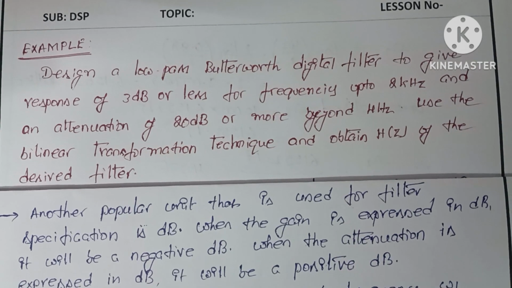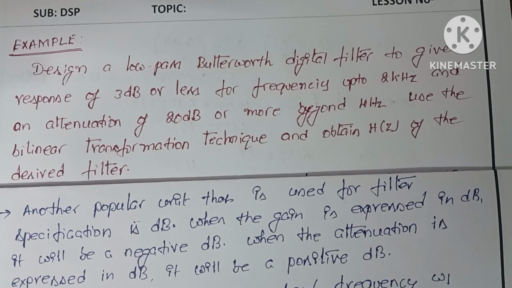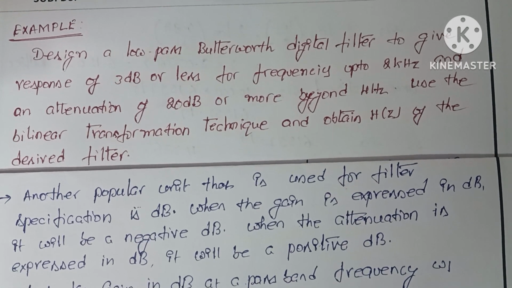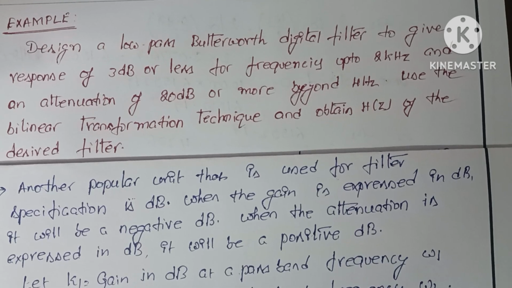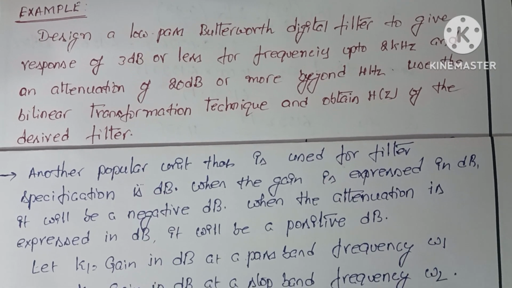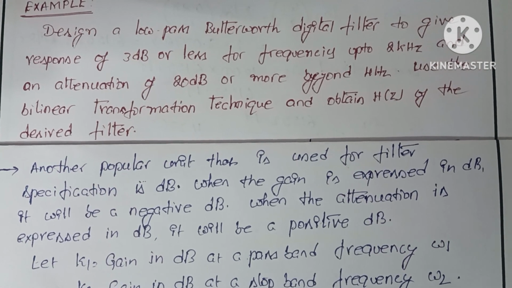Design a low pass Butterworth digital filter to give a response of 3 dB or less for frequencies up to 2 kHz and an attenuation of 20 dB or more beyond 4 kHz. Use the bilinear transformation technique and obtain H(z) of the desired filter.